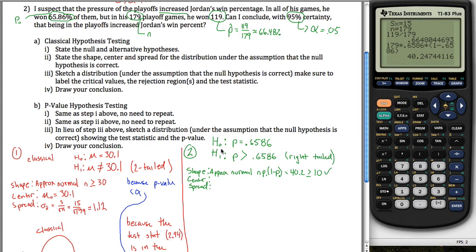Center should be given by P. However, we don't know P. We're assuming the null hypothesis is correct, so we're assuming that P equals P naught. So for the center, we're going to use P naught, which is 0.6586.